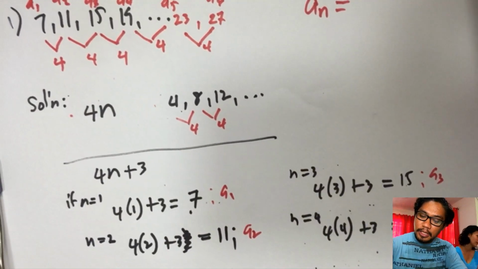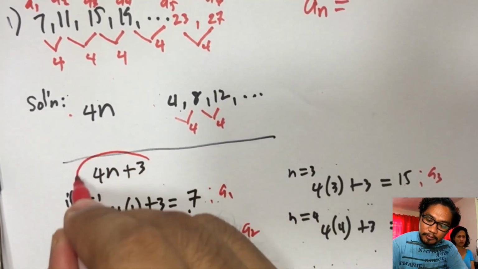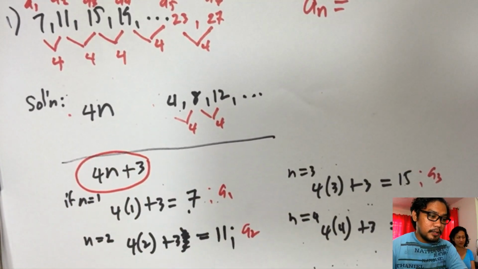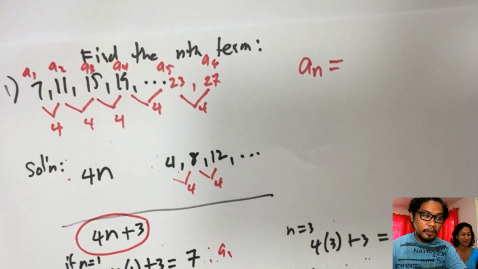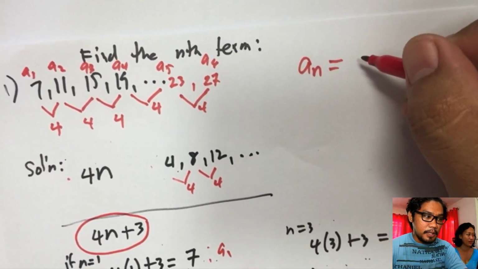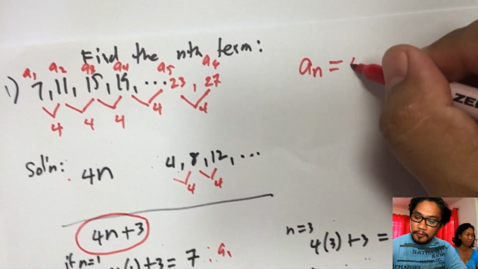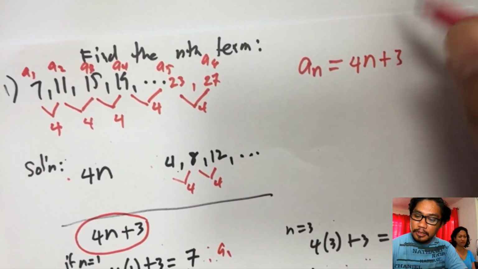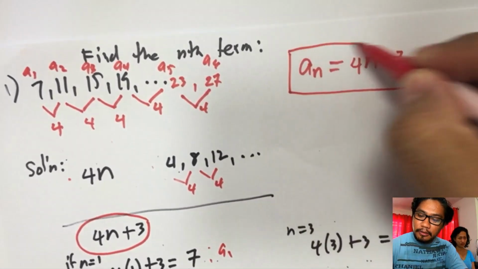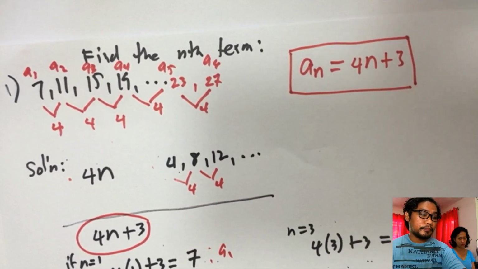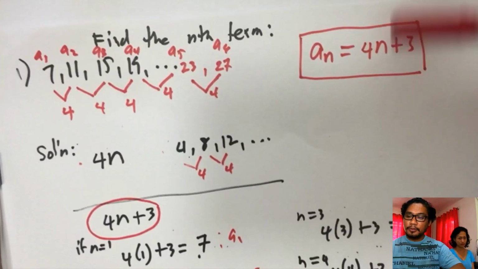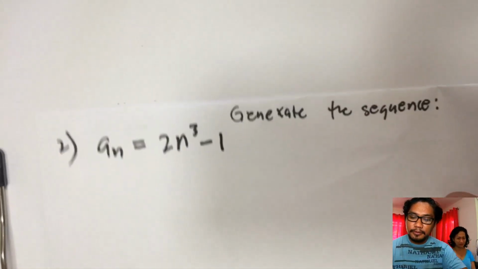So that means our expression here is correct: 4n plus 3. So our nth term is a sub n, which is equal to 4n plus 3. So this is our nth term. Let's go to the next example.